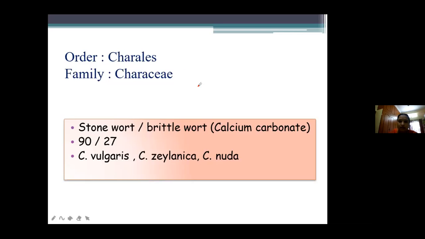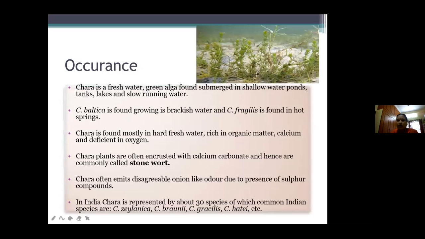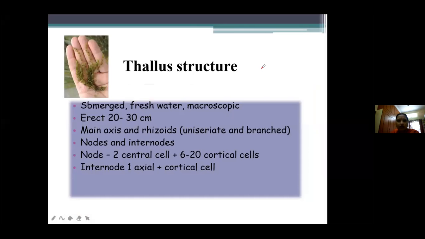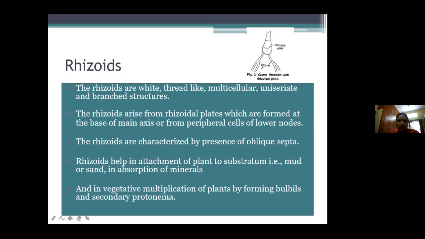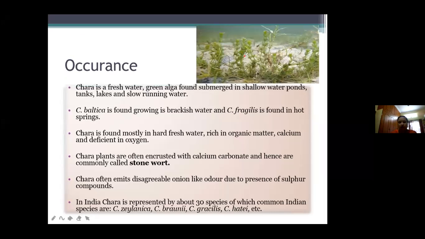What is the thallus structure? See here, girls, this is Chara. The filamentous body is there and branching is there like higher plants. Yes or no, girls? Yes, ma'am. And it is differentiated into nodes and internodes. Chara is a macroscopic structure, highly developed, filamentous and branched like higher plants, and in this plant nodes and internodes are there.